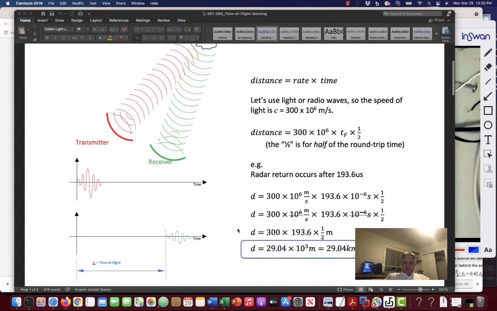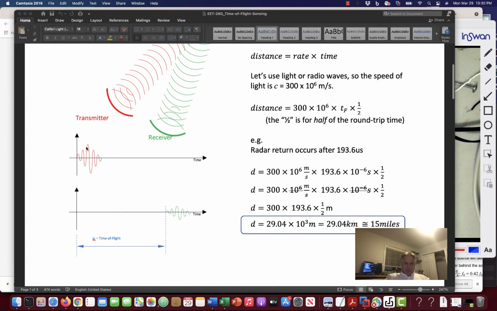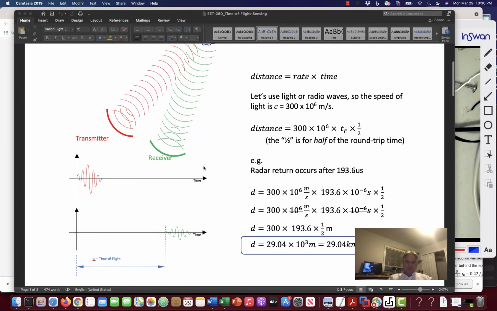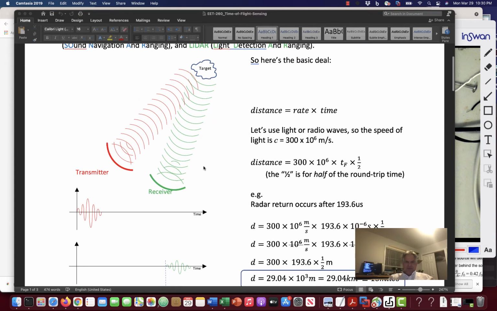Now, if you look at this in the time domain, here we have the transmitter pulse, and it might be a burst of sinusoids, just a packet of waves that's sent out, and sometime later we get a similar signal back on the receiver, although it's attenuated, obviously, because we're not going to get back all the energy we sent out. And so what we're really doing here is just your basic distance equals rate times time.